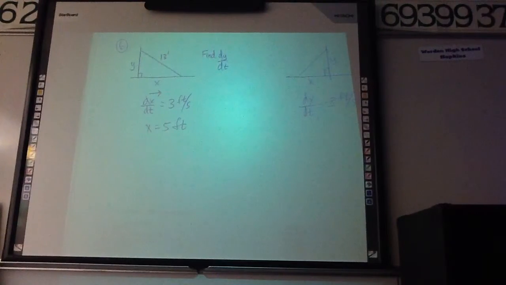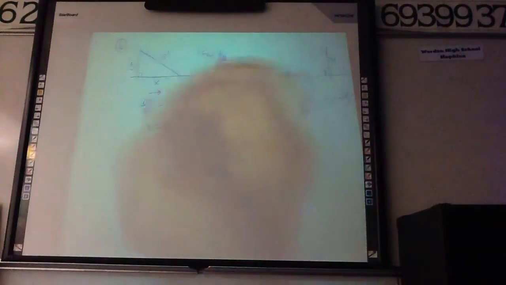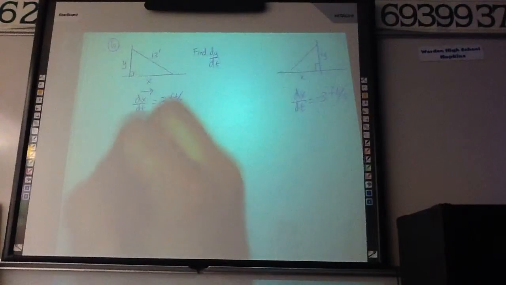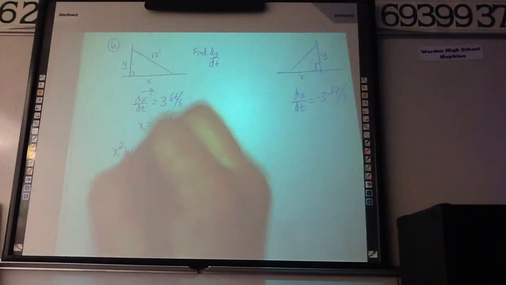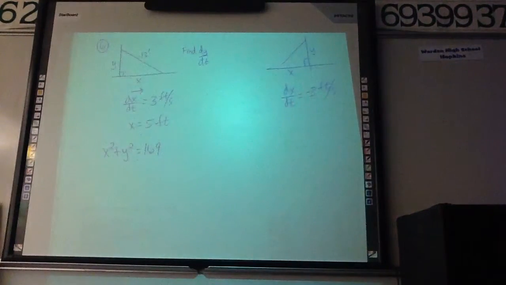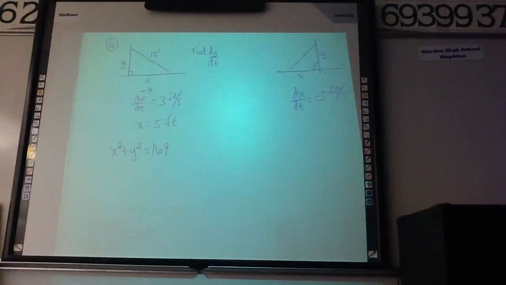You know of one? X squared plus y squared equals, isn't it just a right triangle? Good old Pythagorean theorem, x squared plus y squared equals 13 squared, which is 169. And then you plug in 5 for x.